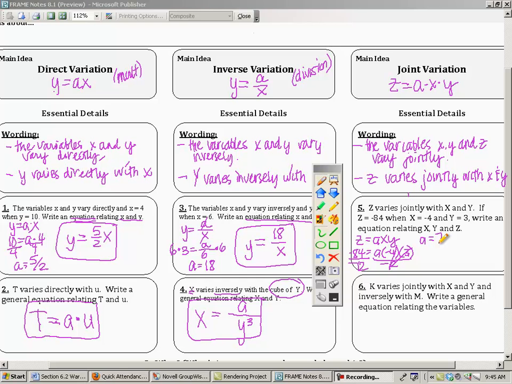Now, that only gives us our a value. Now it says write an equation. So z equals 7 times x times y. Again, you're coming back to the variables that they give you in the original equation. And this next one's a little bit different.